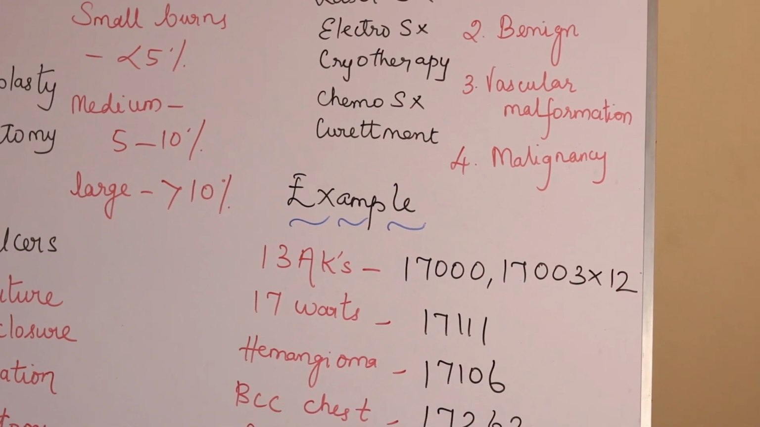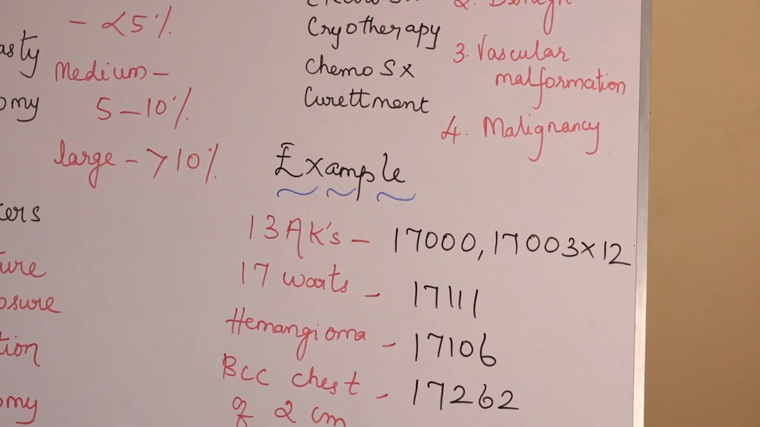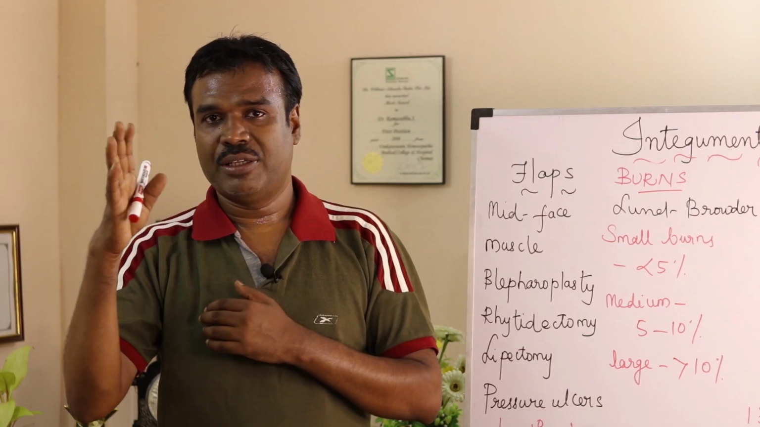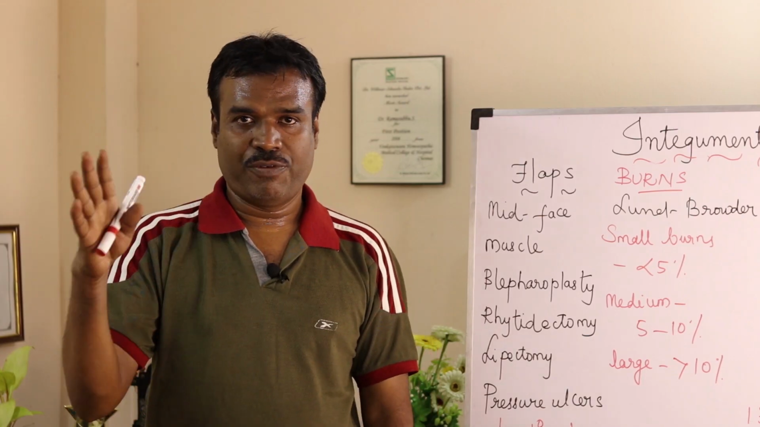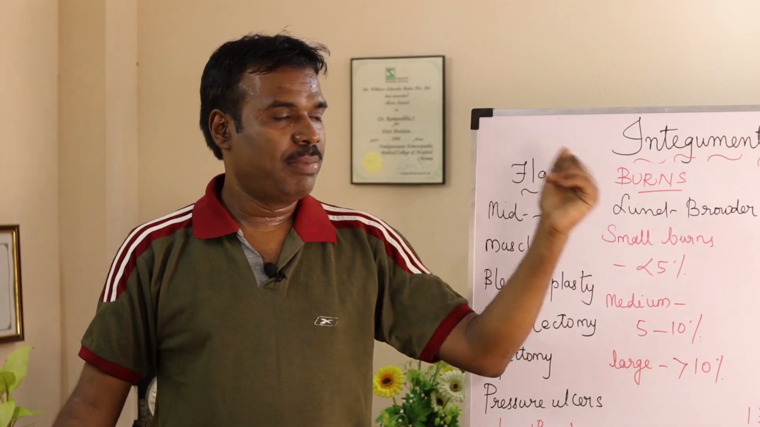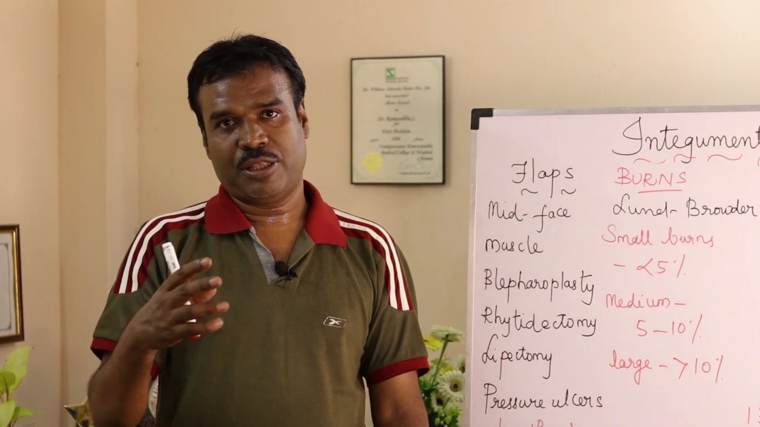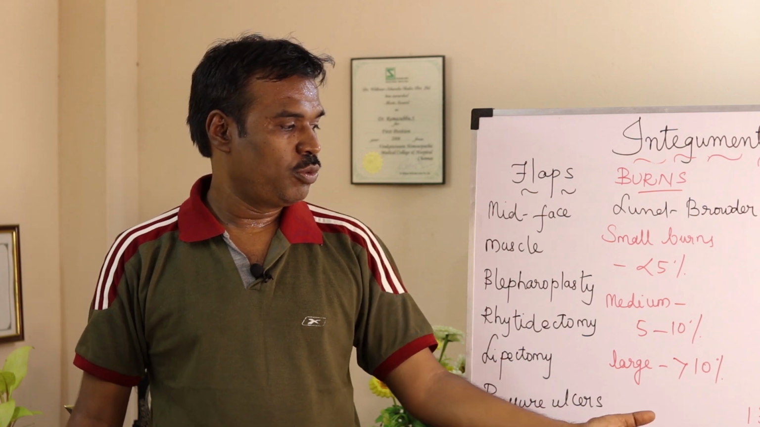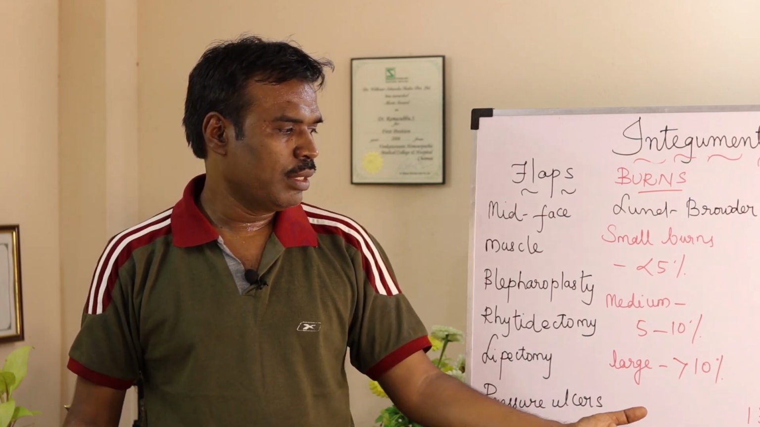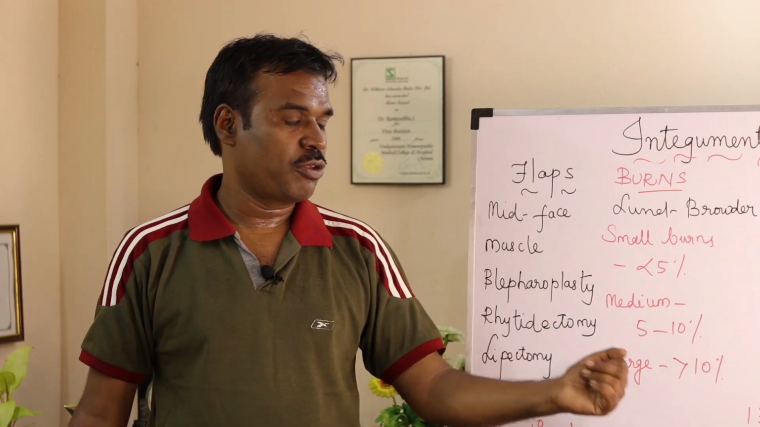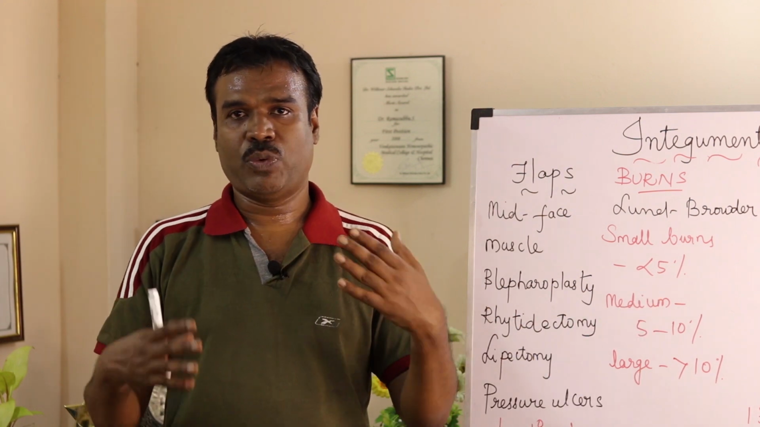So the codes are going to be entirely different. For an AK, you will have to remember the 17000 series. 17000, 17003 and 17004 are purely for AK. Benign is 17110, and vascular malformation is 17106, those set of codes. And for malignancies, you can go with 17262 or 17282.